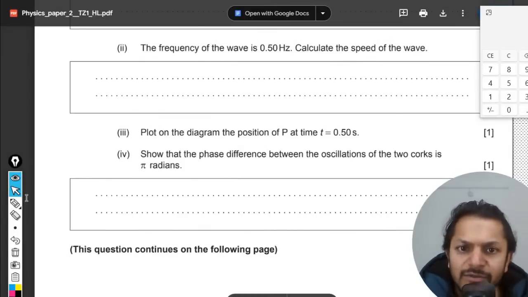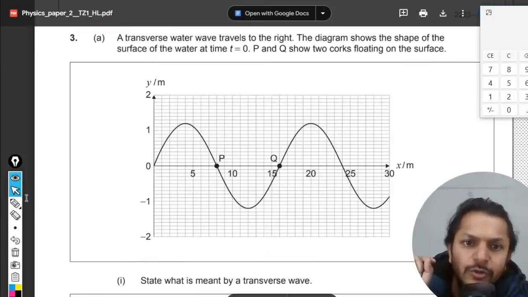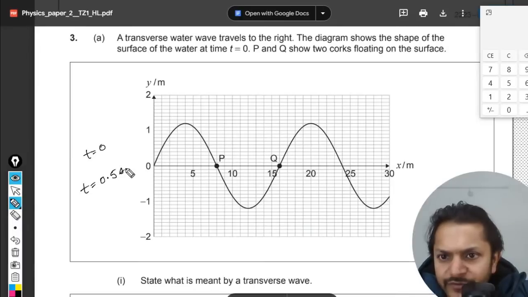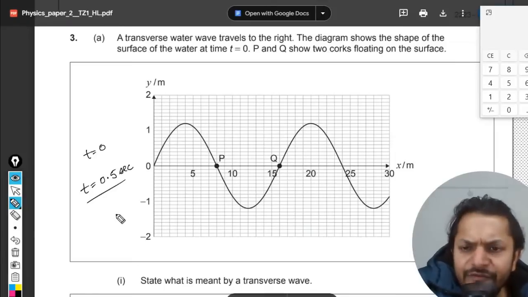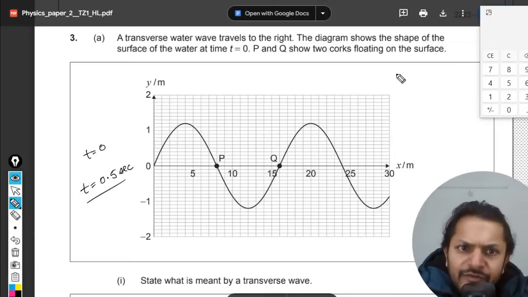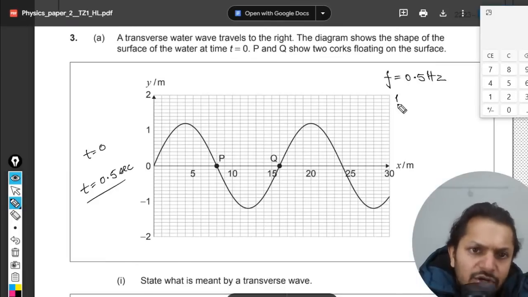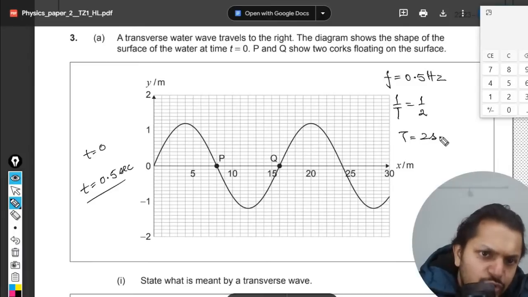Plot on the diagram the position of P at time t is equal to 0.5 second. So position of P at time 0.5. This is the position shown at t is equal to 0. We want to find the position at 0.5 seconds. So the frequency is 0.5. From here, we will first find the time period. So the time period for this is 1 by 0.5. It means that it is 2 seconds.